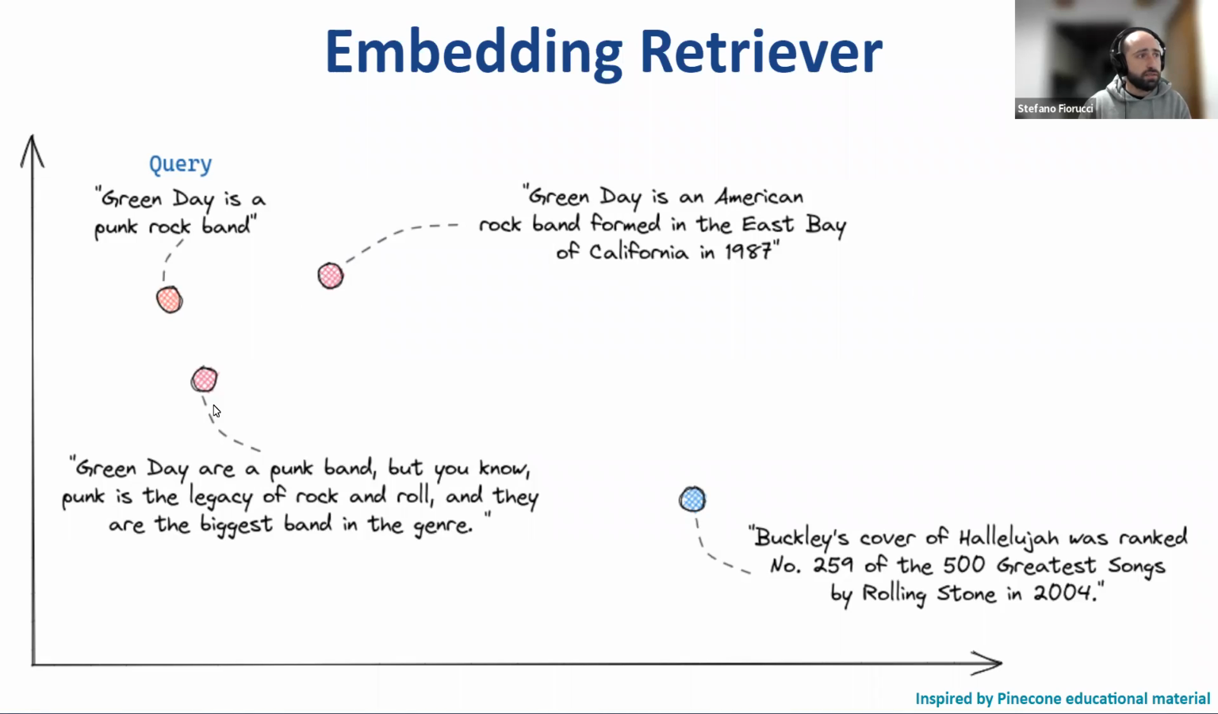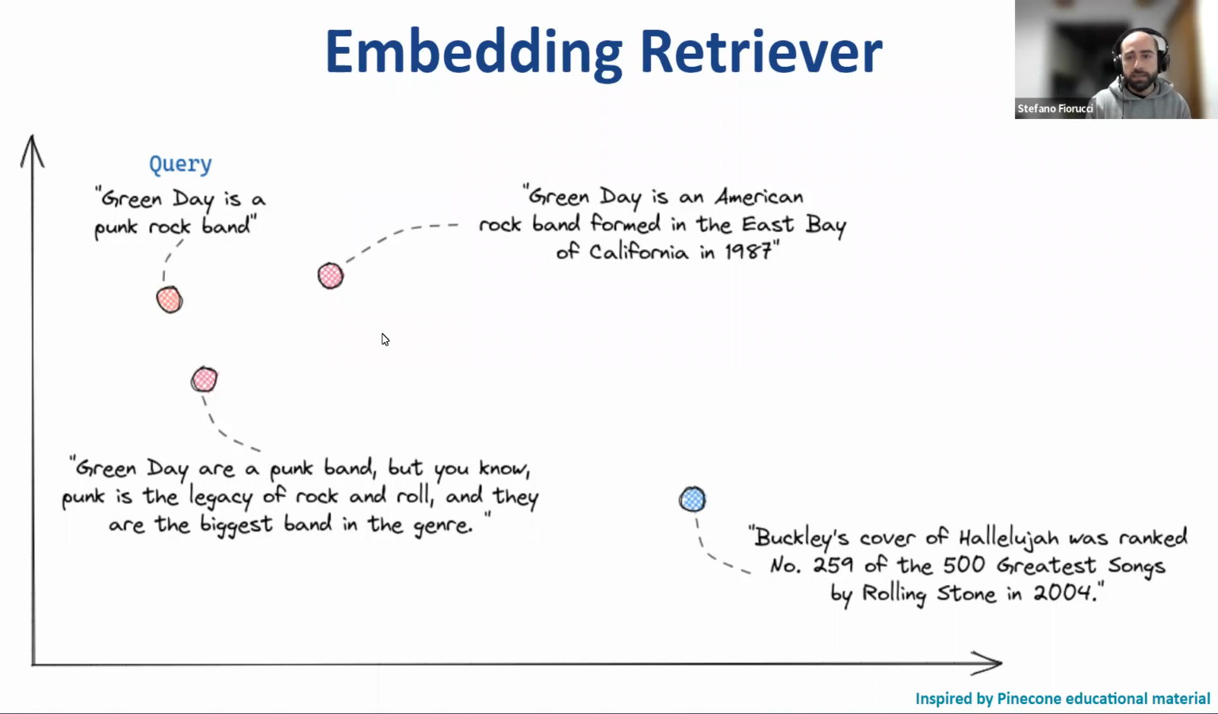We can see here 3 examples of documents, textual passages, two speaking about Green Day, and 1 speaking about Jeff Buckley and Hallelujah cover. Then at query time, the statement to check is encoded as a vector, and this is the statement. Then the nearest documents and passages are retrieved by similarity. So if my statement is about Green Day being a punk rock band, the nearest documents are just these 2 documents speaking about Green Day.